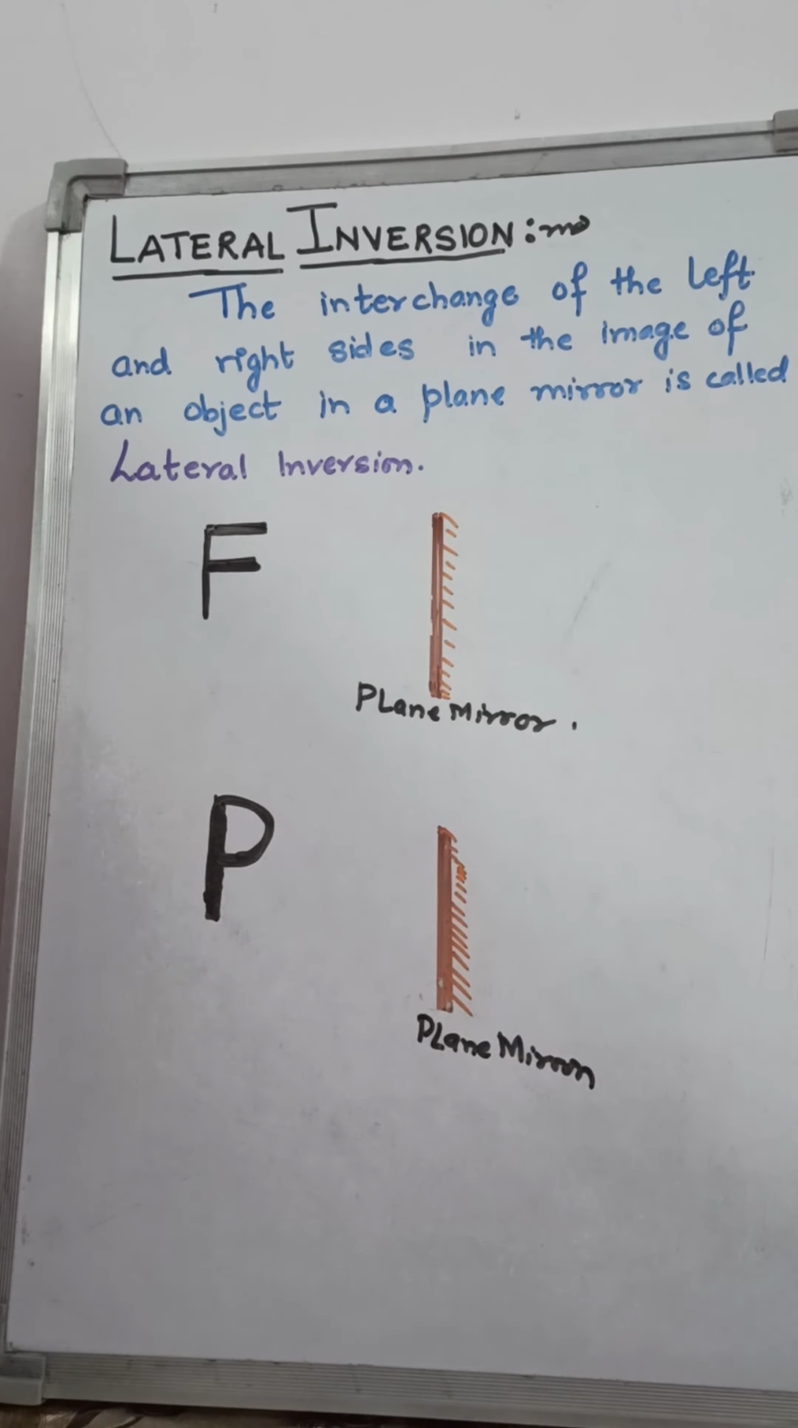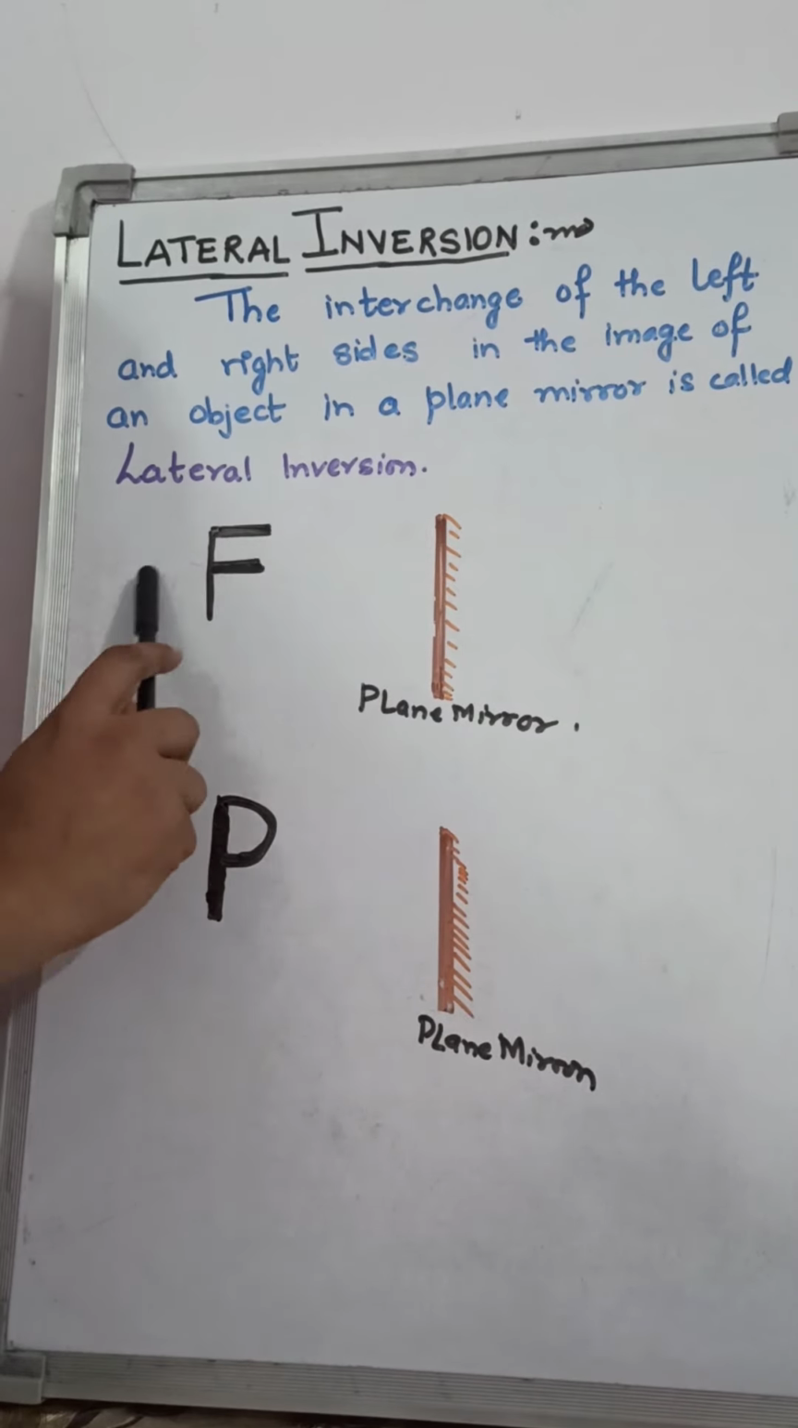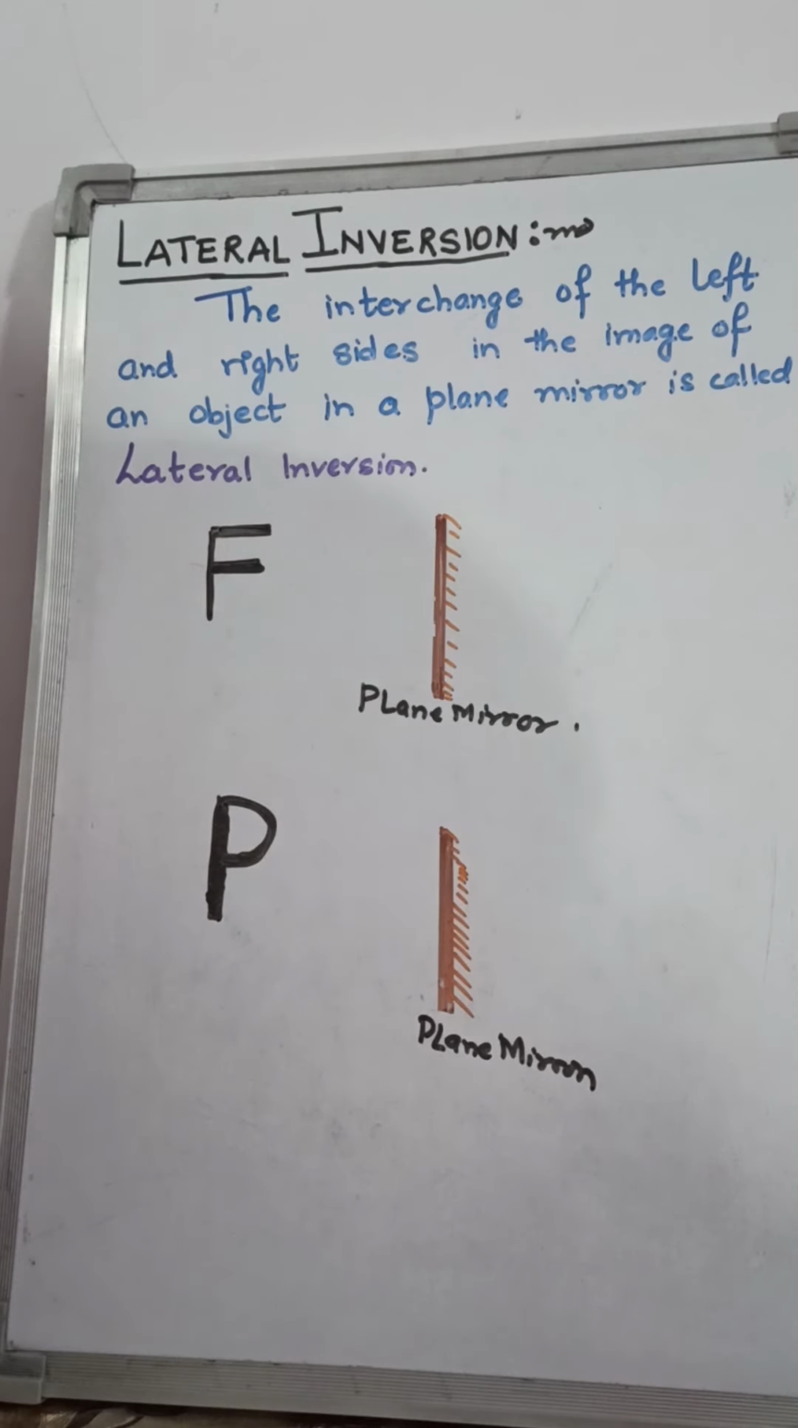Now next topic is lateral inversion. Before going to the definition, let us understand. You must have seen in your daily experience, while looking in a mirror, we notice that if a ring or a pen is on the finger of your left hand, it appears to be in the finger of the right hand. You are holding the pen in your left hand, and when you see it in the plane mirror, it appears to be on the right hand.